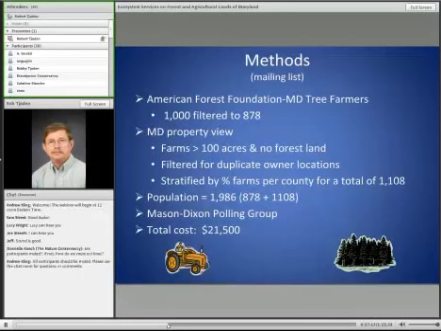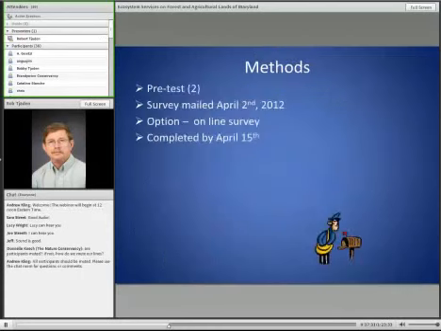The methods: we pre-tested the survey instrument at 2 different times, which was extremely valuable. We mailed the survey April 2nd, 2012. When we mailed the survey out, there was an introductory letter that was sent. We gave them a self-addressed stamped envelope to return the survey, but we also gave them the option to go online and complete the survey online. We did ask them to complete all these surveys by April 15th, so we had a short turnaround time.